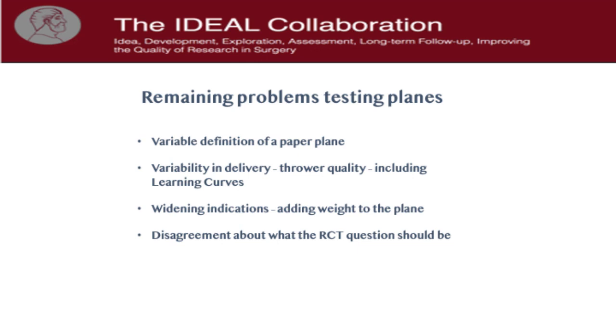But to demonstrate the superiority of paper planes over, say, wooden planes, they need to come together and agree a joint definition of a paper plane. So defining the intervention is tricky for complex treatments. There's also a big issue over learning curves. Starting a trial too early, when throwers are still not up to speed, risks introducing a systematic bias against the paper plane. There are other issues where consensus is needed, like whether certain patient groups should be included and exactly what the PICO question for a randomized trial should be.